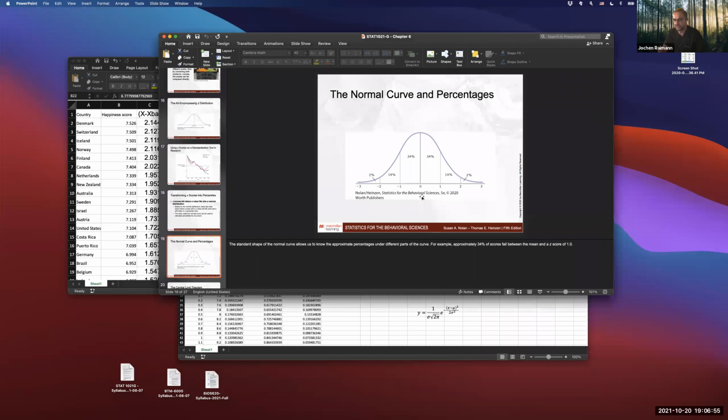This is what's happening. 50% up to the mean, plus 34%, 84%. Then you add another 14%, you're up at 98. You add another 2%, you're at 100. This is hypothetical.